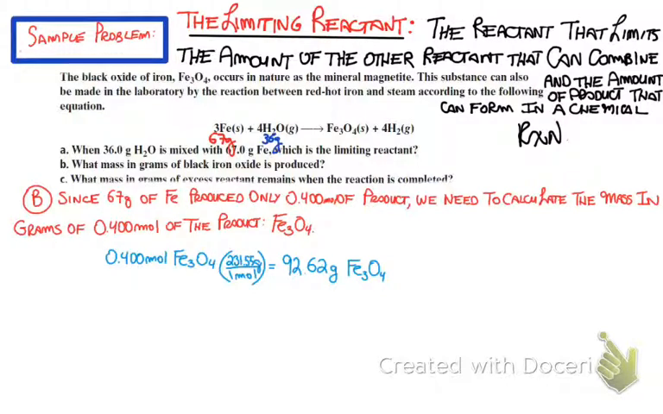Where it gets a little bit confusing is in C. It says what mass in grams of excess reactant remains when the reaction is completed. This is probably the hardest problem of the chapter. What is the mass in grams of excess reactant?